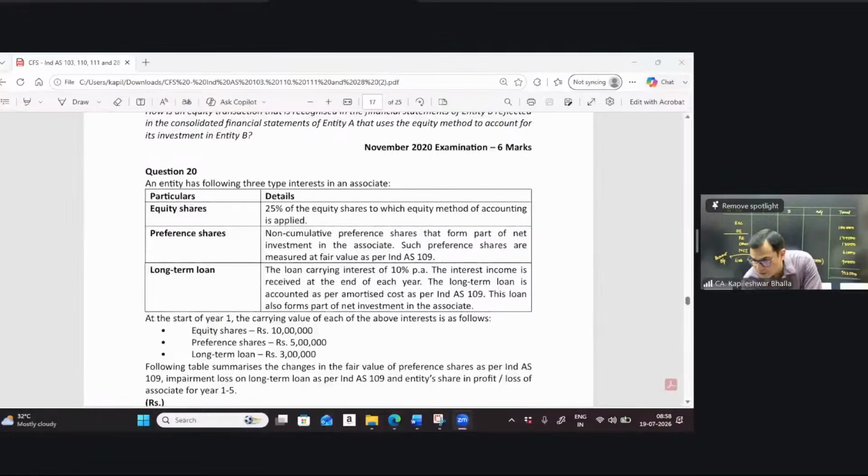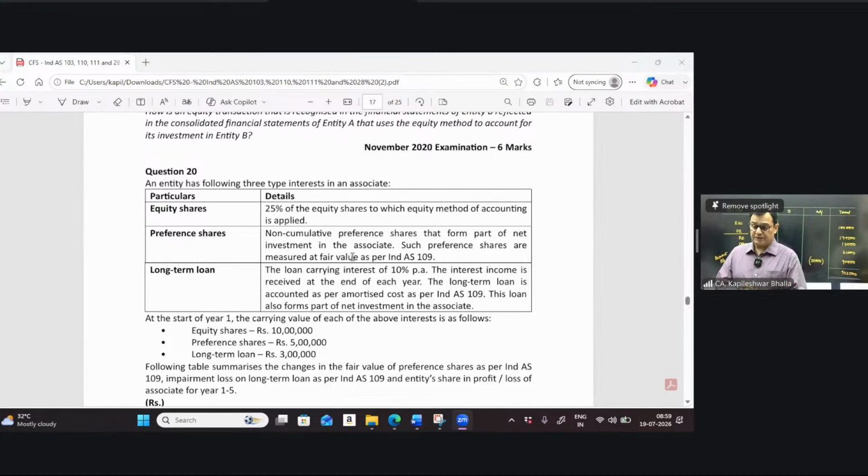So this is question number 20 on the screen, which pertains to the other long-term interest which the investor has in the associate company. Let's first read the inputs in this particular case. It says an entity has the following three types of interest in an associate.